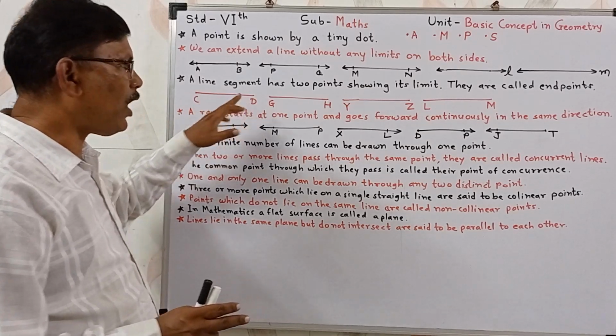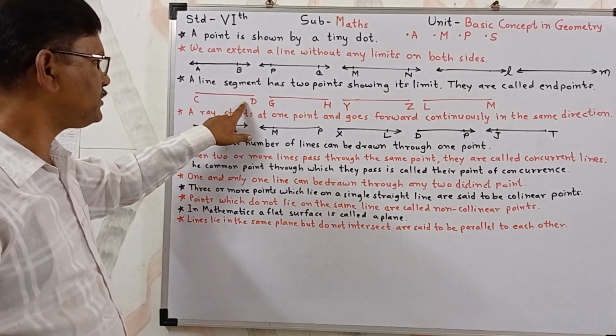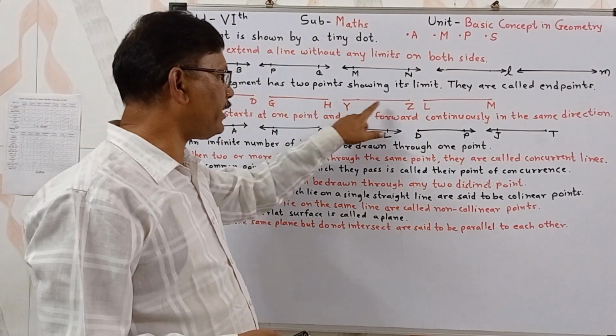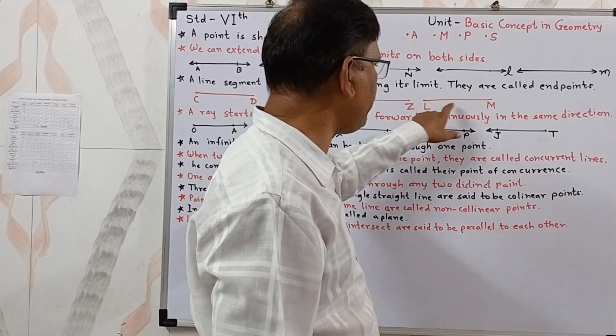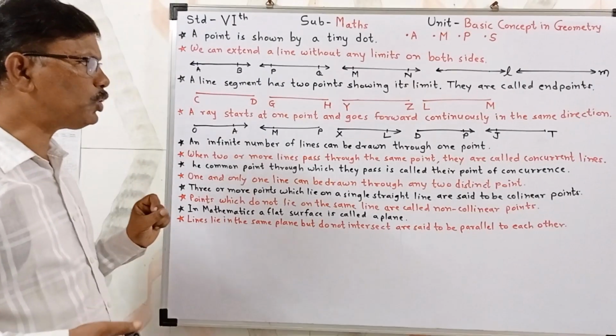This segment CD, how do we read it? Segment CD, segment GH, segment YZ, segment LM. This type we can read it. Understood?